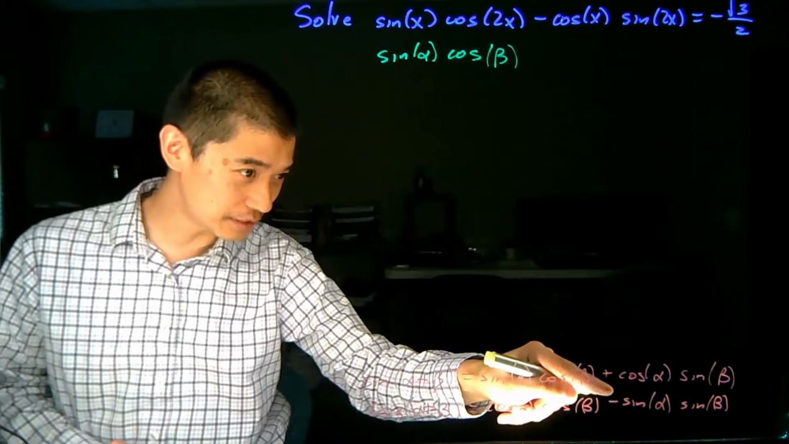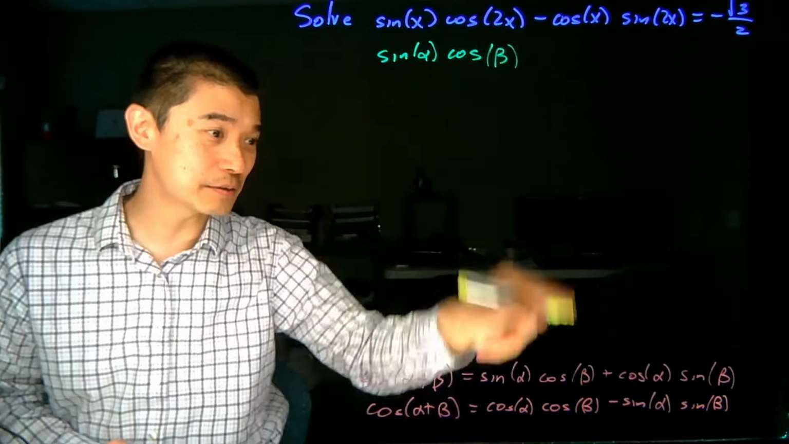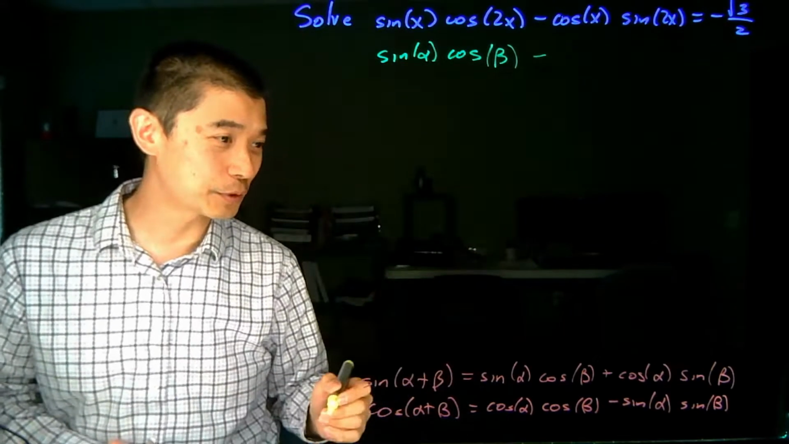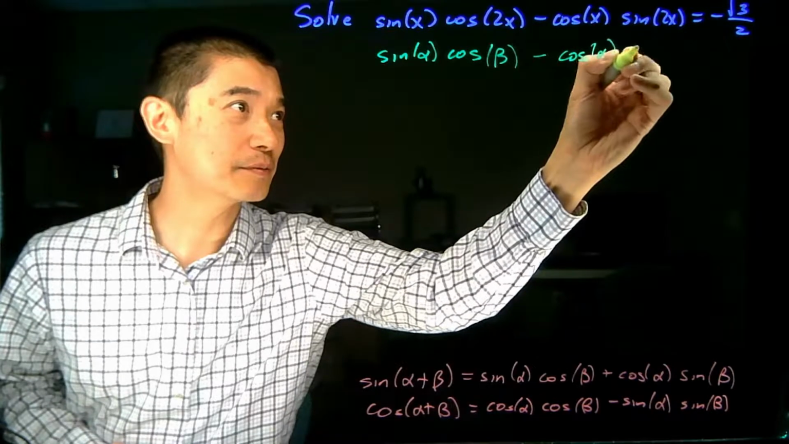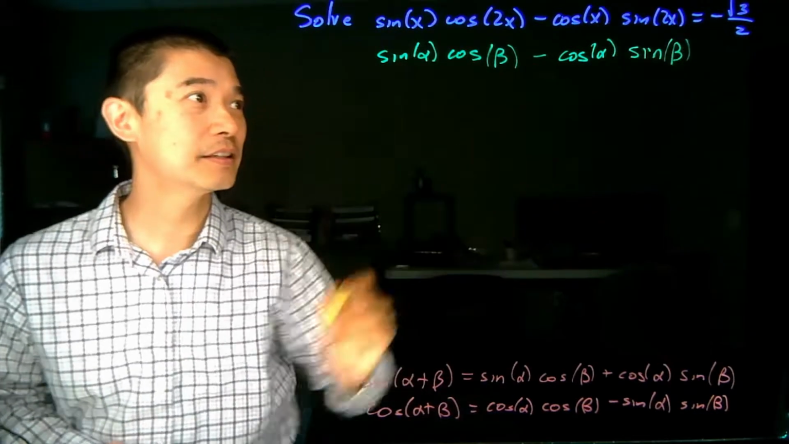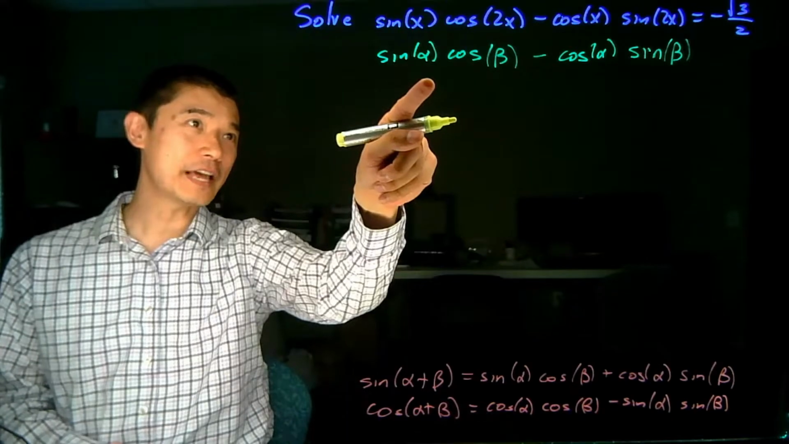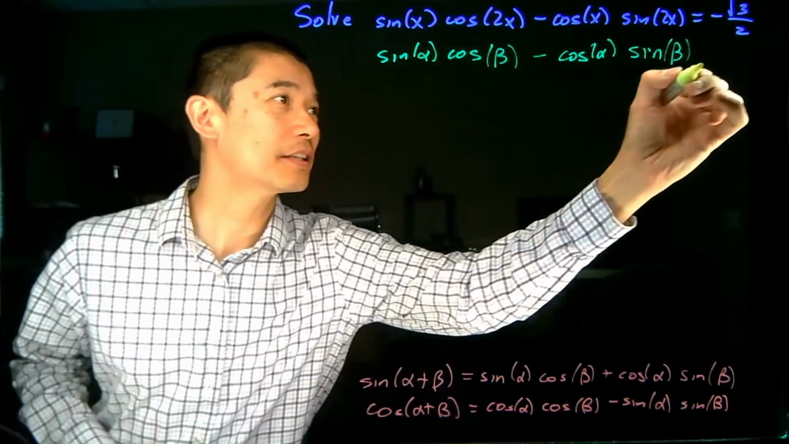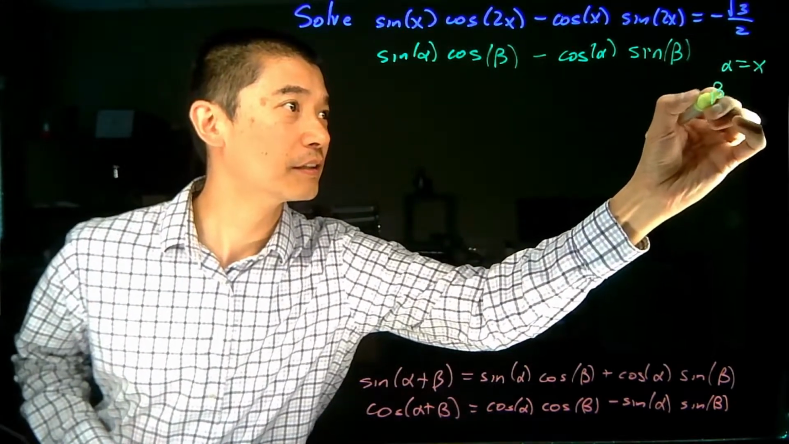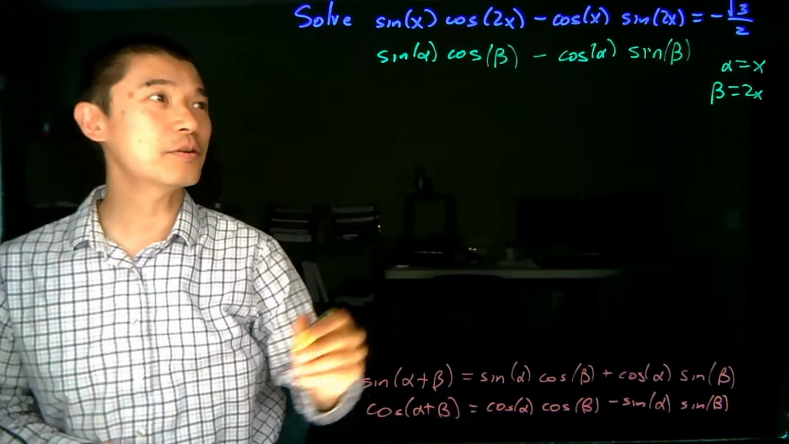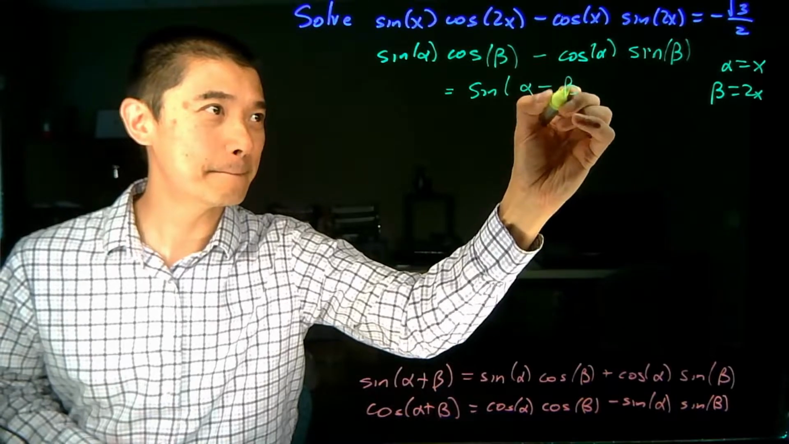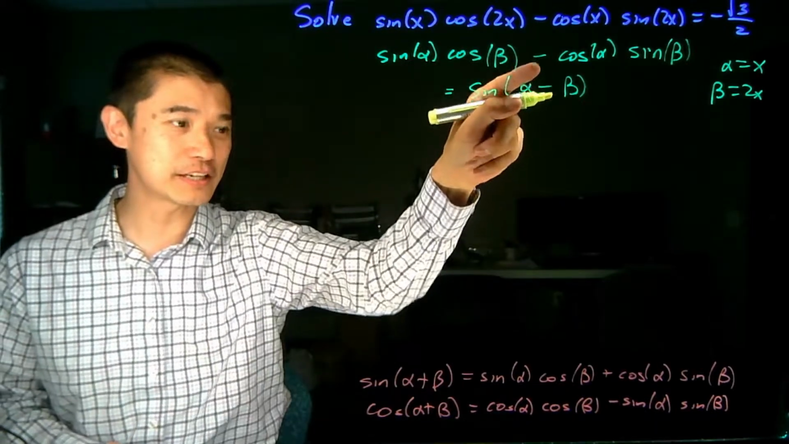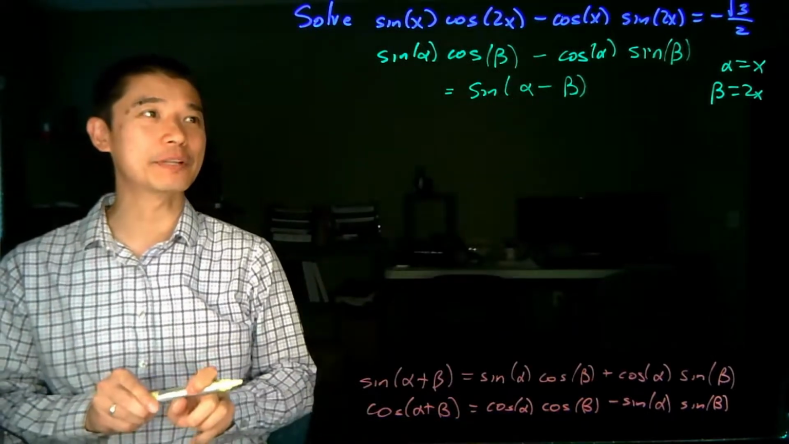Now you'll notice that here we have a minus sign up here and plus sign down here. So we know we're going to have to flip the sign when we actually make the substitution. Cosine alpha sine of beta. Right, so we can see that alpha is x and beta is 2x. And that this whole thing is actually going to be equal to sine of alpha minus beta, right? Again, minus sign here because the sign's flipped relative to that formula.